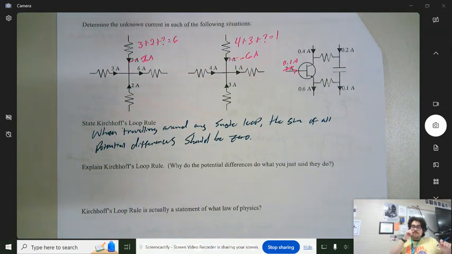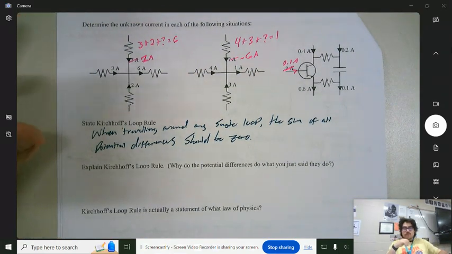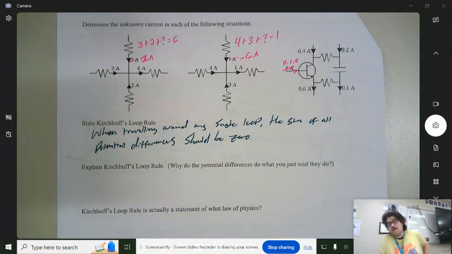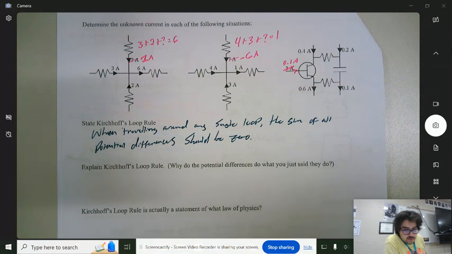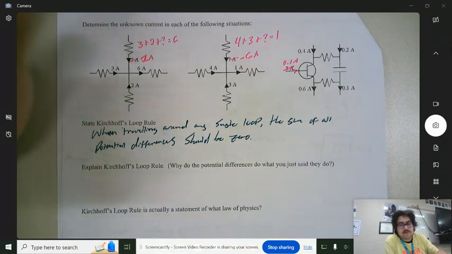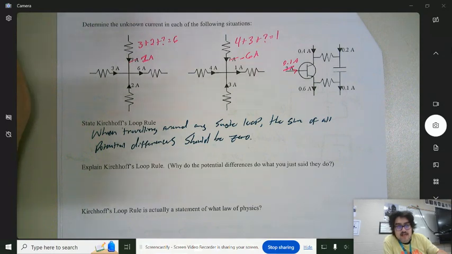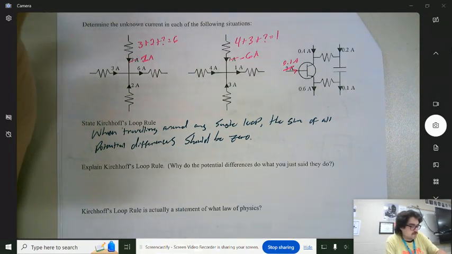When you're traveling around any single loop, think of the pizza shop analogy: nobody should be returning back to the pizza store with pizzas. We've got to deliver all those pizzas, right? So when a charge is going through a circuit, it needs to be delivering all of its energy. The loop rule basically states that when you go around any single loop in a circuit, you need to make sure that you're getting rid of all of your energy. This particularly applies to parallel circuits.